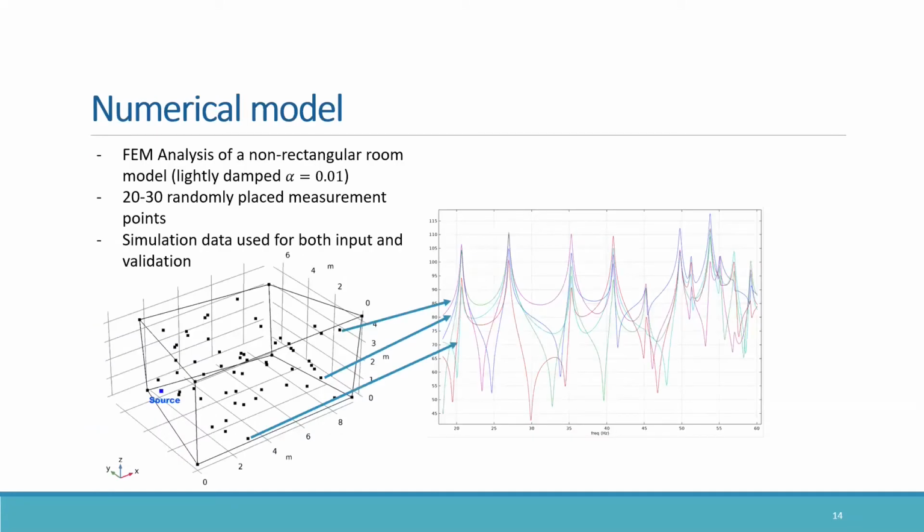So first, let's look at our numerical model, which is basically an FEM analysis of a non-rectangular room model. We set the wall damping to be lightly damped with alpha equal to 0.01. We spread 20 to 30 microphones randomly inside of the room. And then the simulation data will be used for both the inputs and also for the validation of the framework.